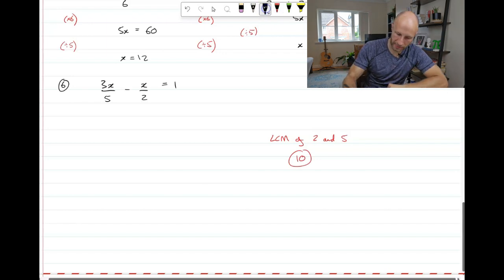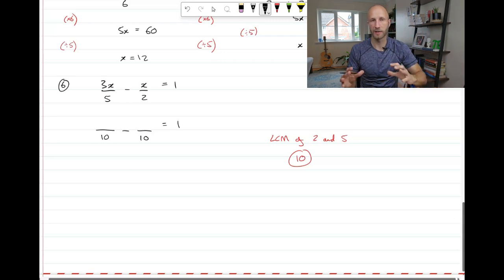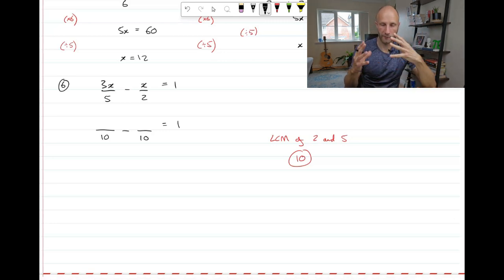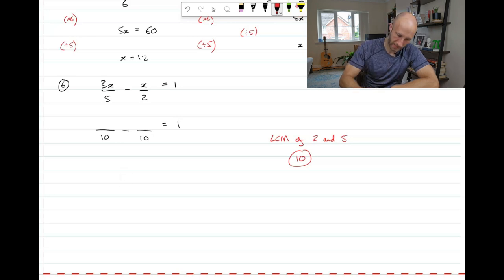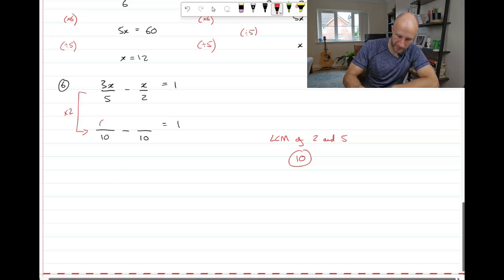So I'm going to get both of these fractions over 10. So I'm going to rewrite this as over 10, rewrite this as over 10, and I'm not going to change the right. I'm just manipulating the left-hand side here so that I'm ready to times up by the same number. You might have a little think about how this is going to work. But here, this fraction, I've times the bottom by 2. So I've got to times the top by 2. 3x times 2 is 6x.